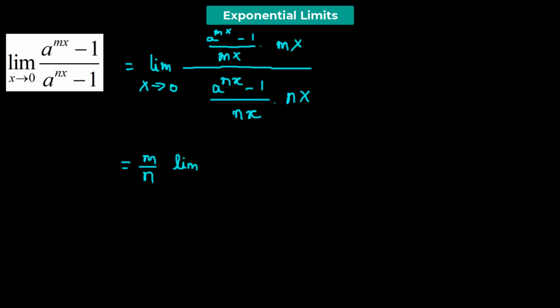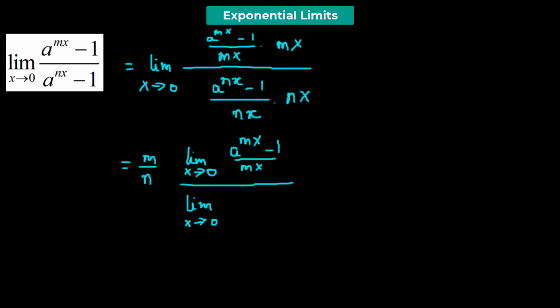So now we have limit x tending to 0 of a raised to the power of mx minus 1 divided by mx, whole divided by limit x approaching 0 of a raised to the power of nx minus 1 divided by nx. So that is going to give us m over n times the natural log of a divided by the natural log of a. So we're getting the same term in the numerator and the denominator. So our limiting value is going to be m over n.